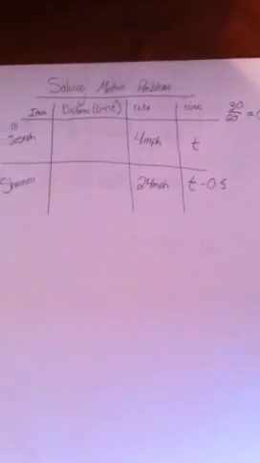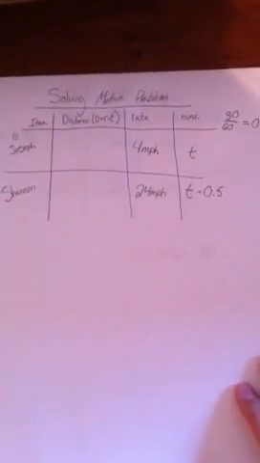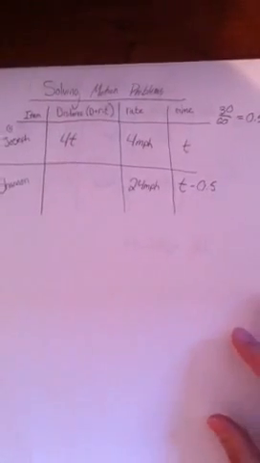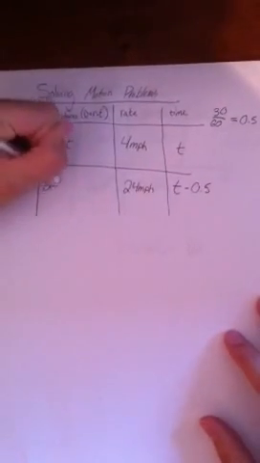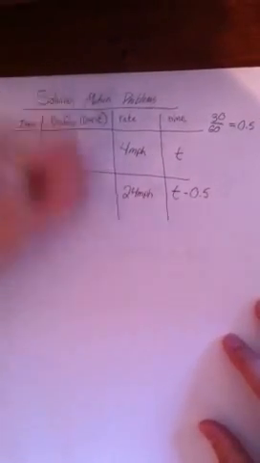The next thing we need to do is fill in the distance, which is going to be our rate times our time. So Joseph's distance is going to be represented by 4t, and Shannon's is going to be represented by 24t minus 12.